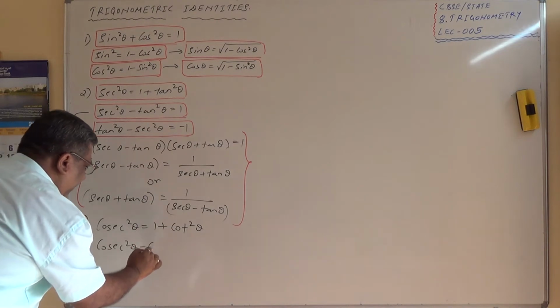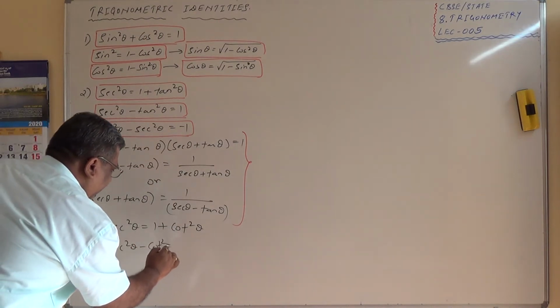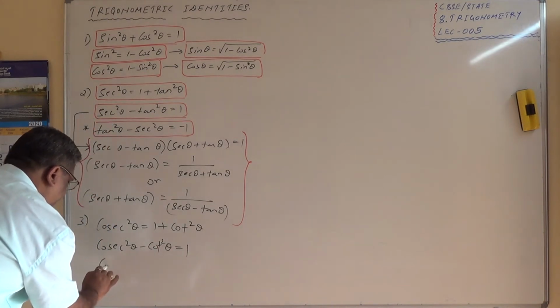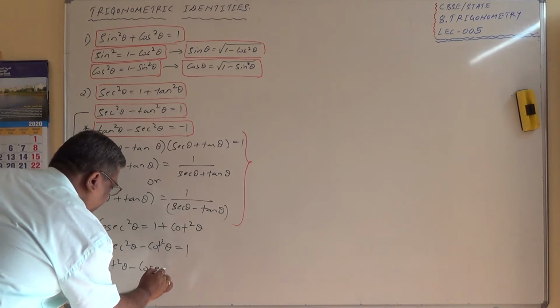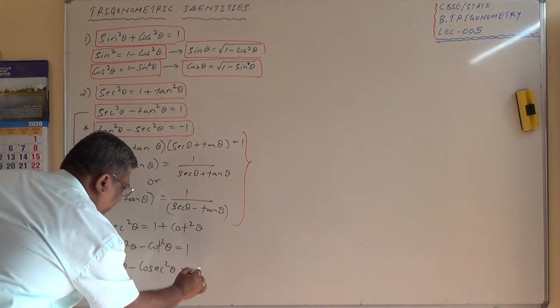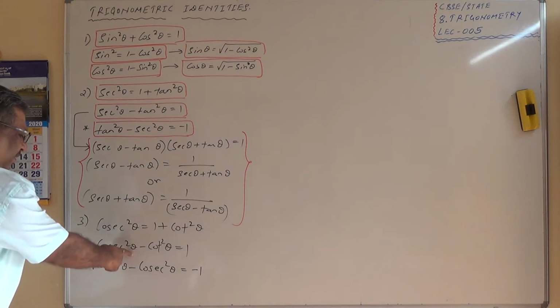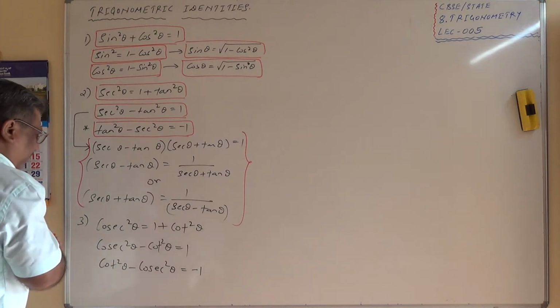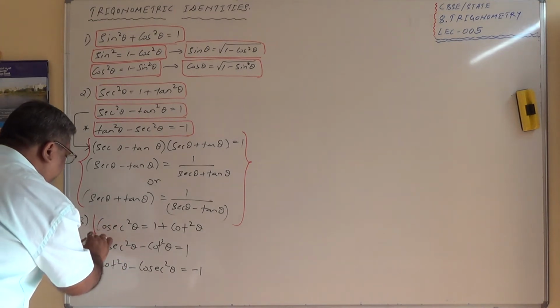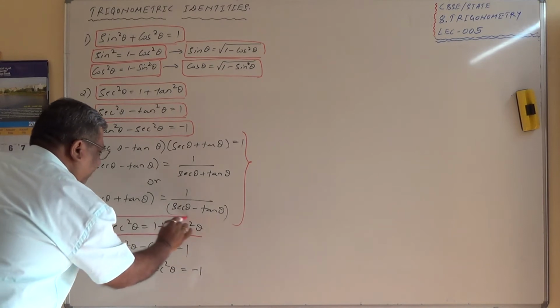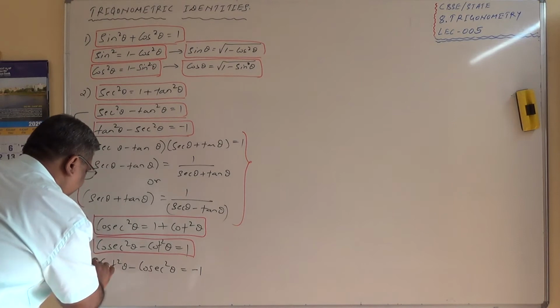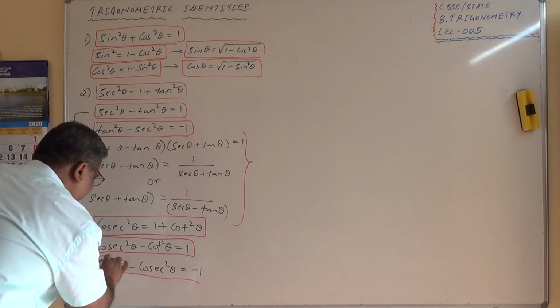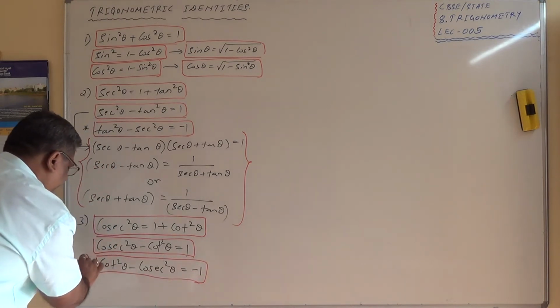Cosec square theta minus cot square theta equals 1. Cot square theta minus cosec square theta equals minus 1. From this, once again we will derive another couple of things. This is important. This also. Very special case this is.